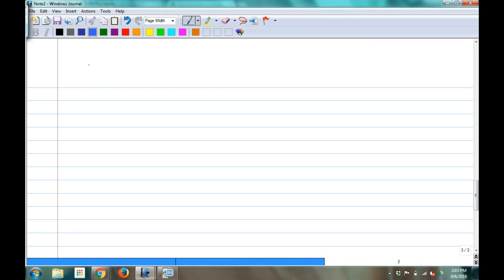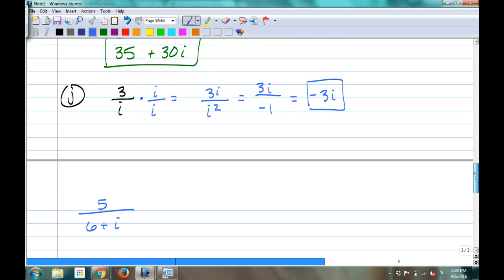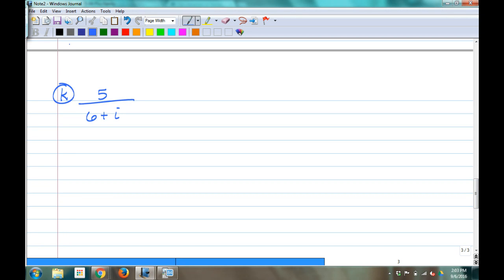Let's look at another one here. What if it's a little bit more complicated and you've got 5 over 6 plus i? They're not like terms. You can't put 6 plus i. It's 6 plus i. It's not 6i. So how did we fix them Thursday and Friday? The conjugate, which is what? 6 minus i. So this is how we fixed them.